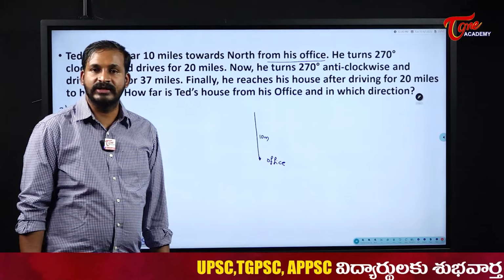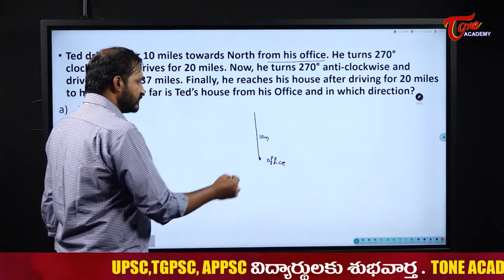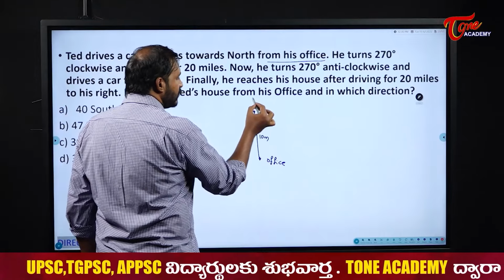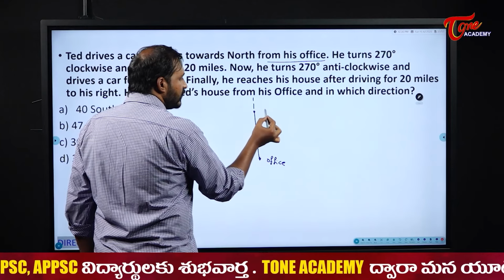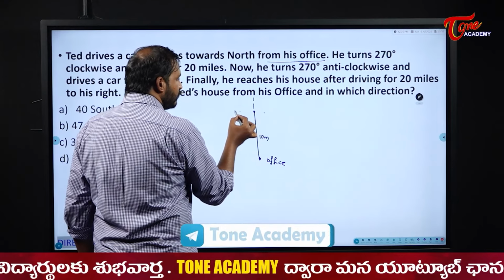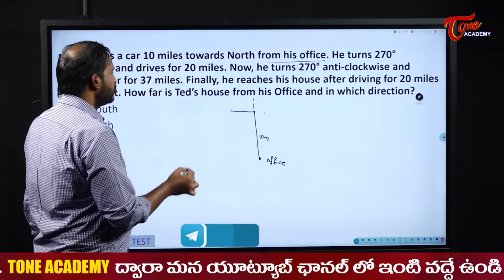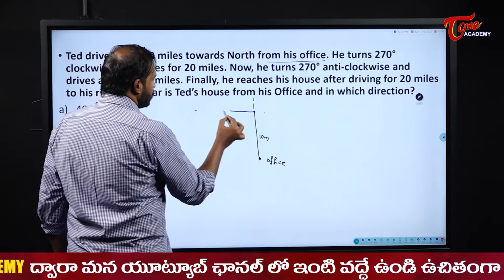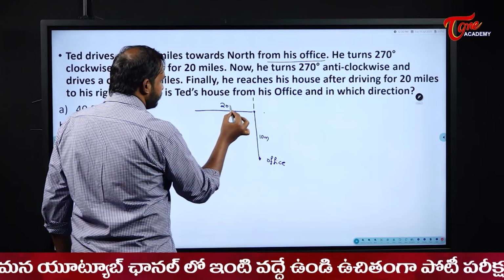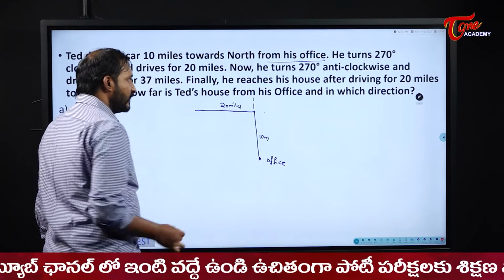Clockwise means what, students? I told you already, in the right direction. So from here, 270 degrees in clockwise means here to here 90, here to here 180, and he will come to this one. He turns 270 degrees clockwise and drives 20 miles. Now he is driving 20 miles.